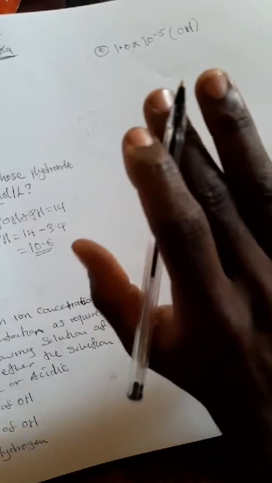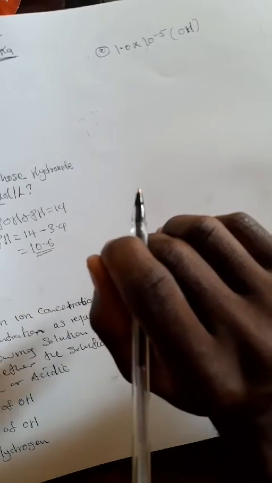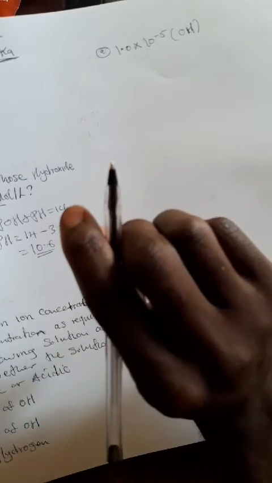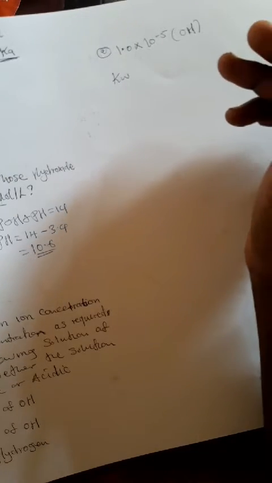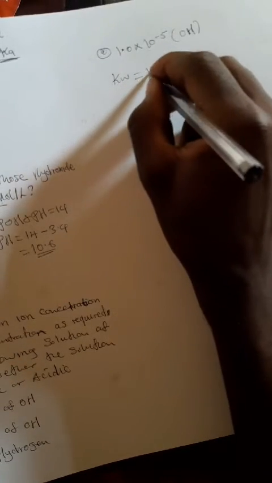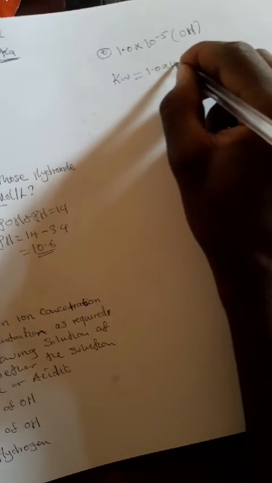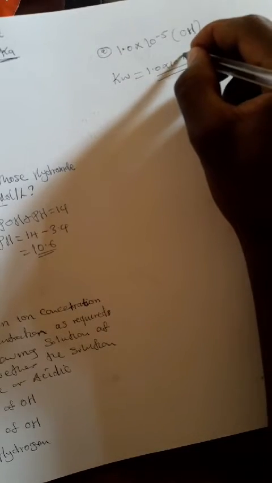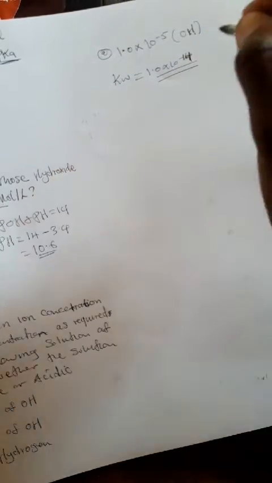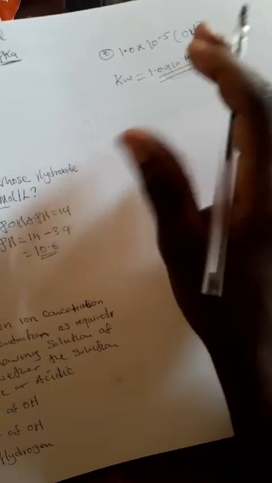So now, which equation are you going to use? Remember the ionization constant of water, which is Kw. Do you still remember the value for Kw? It is constant. It is 1.0 times 10 to the power negative 14. Not negative 4, but negative 14.